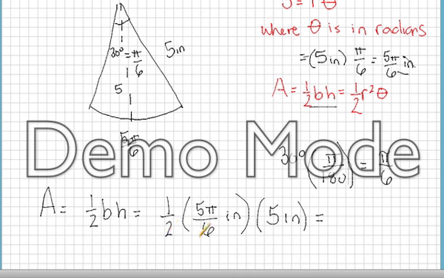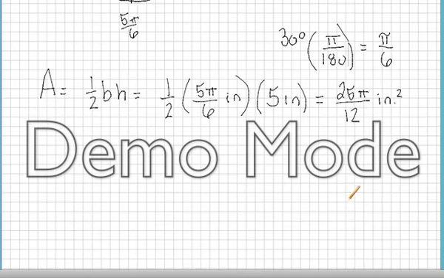Let's go ahead and simplify. We're going to multiply across the top and multiply across the bottom. So on the top, we're going to get 25 pi. And on the bottom, we should get 12. And we have inches times inches, which is inches squared, which makes perfect sense because we're finding area. And if you approximate that, that will be approximately 6.54 inches squared.